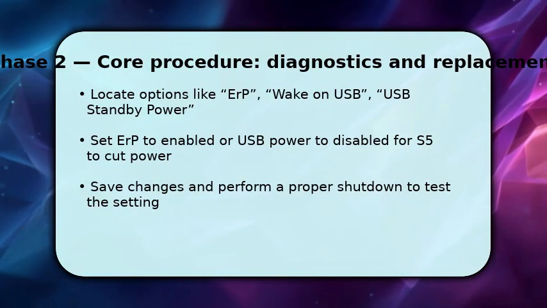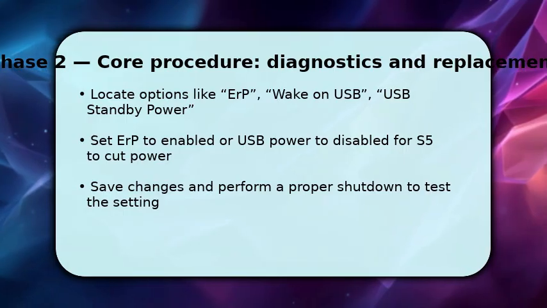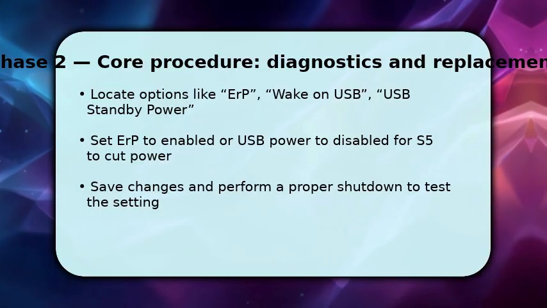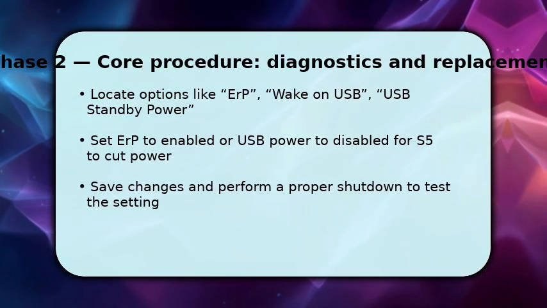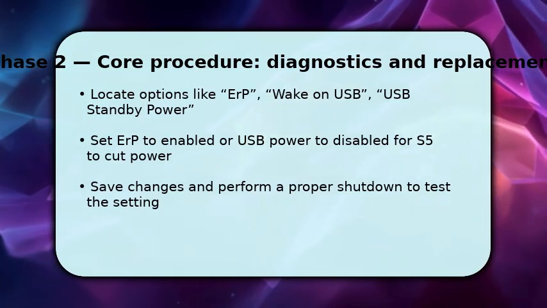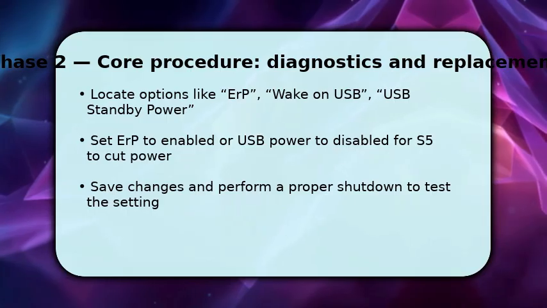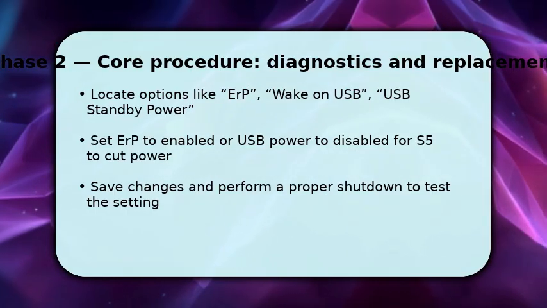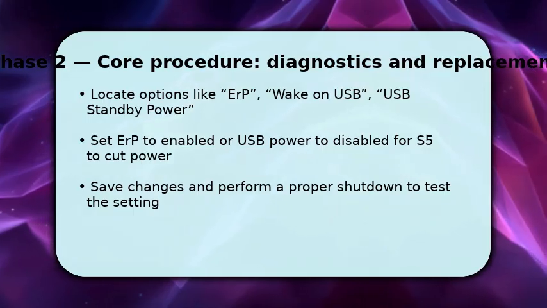Once done, find settings labeled ERP, Wake on USB, USB standby power, or similar. These control 5V rail behavior. You will toggle ERP to enabled or explicitly turn off USB power in S5 so the board removes 5V when shut down. Make the change, save, and exit, then boot into your OS to confirm nothing else re-enables USB power.